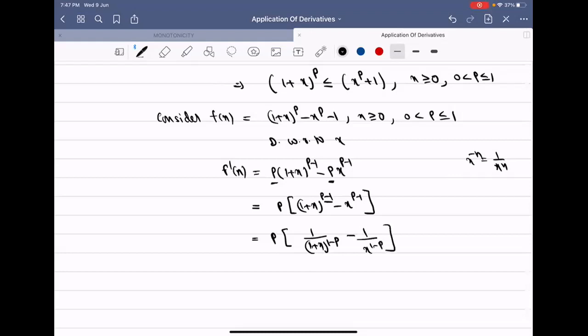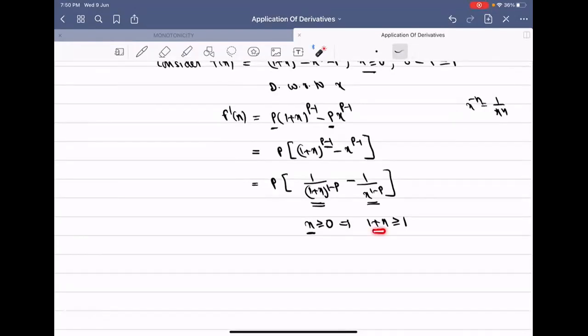Now tell me, as x is a positive number, here x is greater than or equal to 0, implies 1 plus x is greater than or equal to 1. If you compare 1 plus x and x, x is greater than or equal to 0, and then 1 plus x is greater than or equal to 2. So 1 plus x is greater than or equal to x.